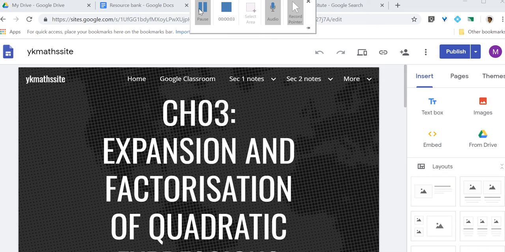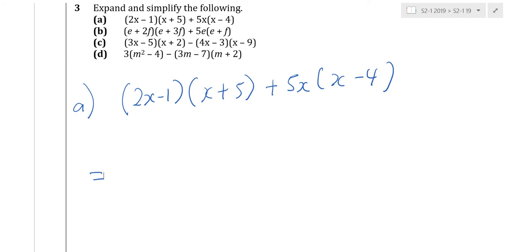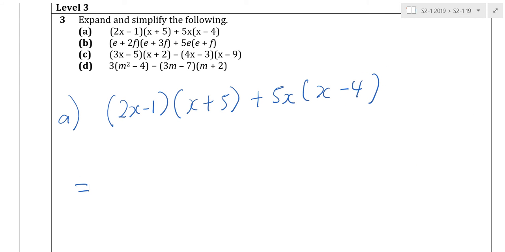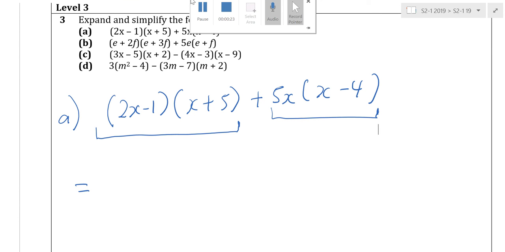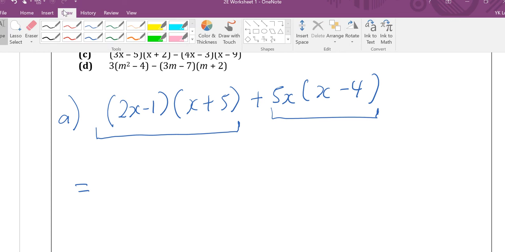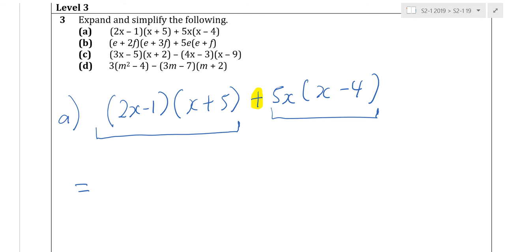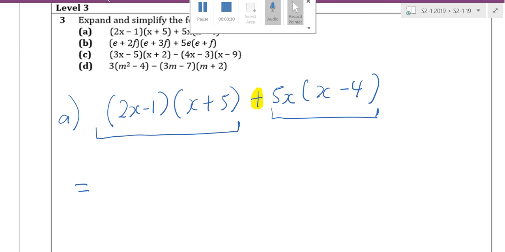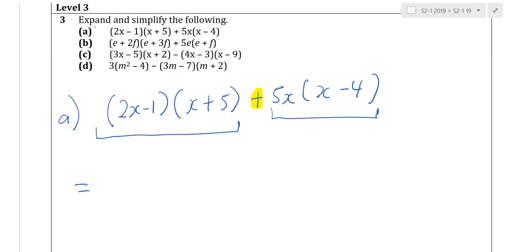Okay, we are still doing chapter 3. We are still doing expansion. So let's look at a higher level. Daryl, what happens when I have this plus something else? You want to know that expanding only stops here. Reason: there is a giant plus in between them and you don't want to touch it. Meaning to say, you will expand the four terms here, plus you will expand whatever is here.